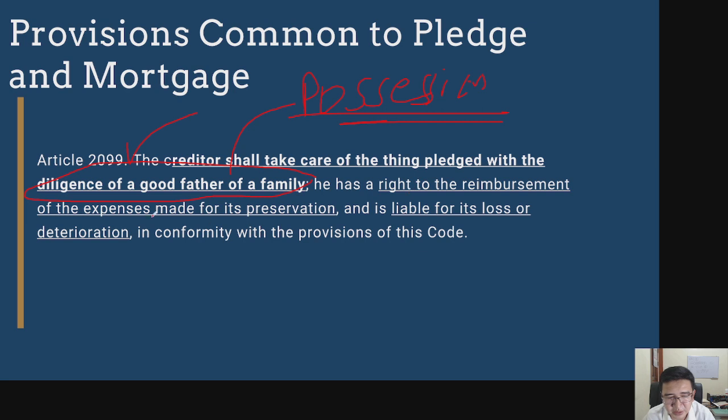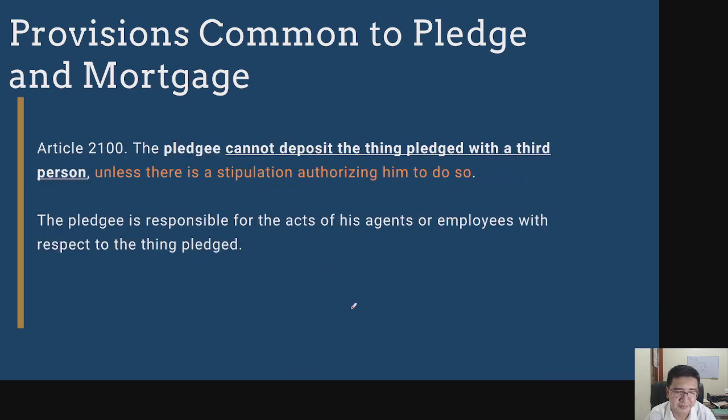He has a right to reimbursement of the expenses made for preservation. So, meron din siyang right for reimbursement only for expenses made for preservation and is liable for its loss or deterioration. Why? Why is he liable for loss and deterioration? Because of the matter that he is the one in possession of the thing. Okay? Granting na ang may-ari pa rin si debtor, siya naman yung may hawak dun sa gamit.